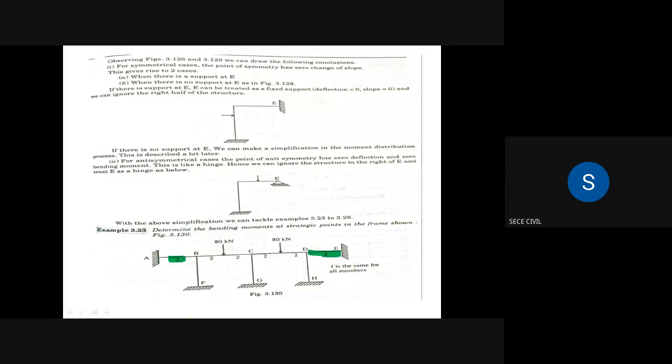And we are having 2 point loads acting in the span BC and CD. BC length is 4 meters, CD length is also 4 meters. So the load is acting at 2 meter distance. So this is 2 meter and this is also 2 meter. Similarly here also. And the vertical members BF, CG, and DH are all 4 meter.